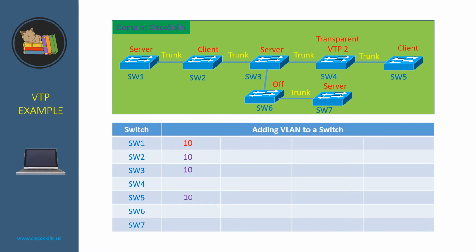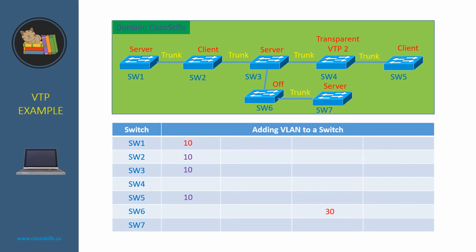Now let's add VLAN 20 into switch 2. Because switch 2 is in client mode, it doesn't take the configuration, and just drops VLAN 20. Now let's add VLAN 30 into switch 6. Because switch 6 is in off mode, it just updates the configuration for itself and it doesn't advertise the configuration to any other devices in the domain.